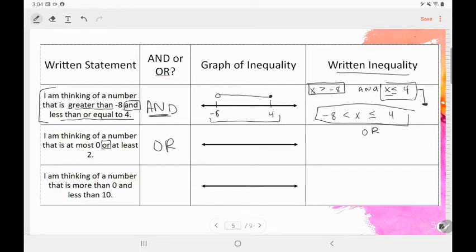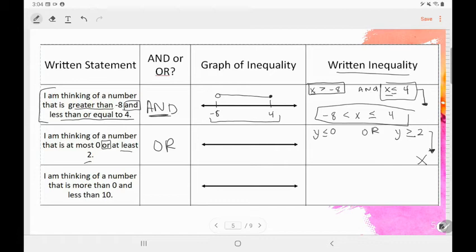All right, let's look at example number 2. I'm thinking of a number that is at most 0. At most. Okay, if 0 is the top limit, then I want numbers, and we're going to pick a different variable because we can. 0 is my top limit, and it can equal 0. Or at least 2. I'm going to use the same variable again, and at least means greater than or equal to 2.